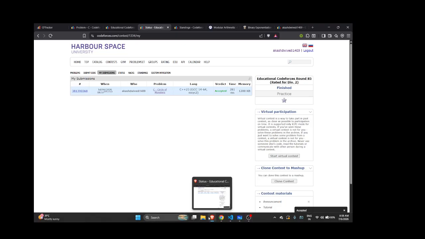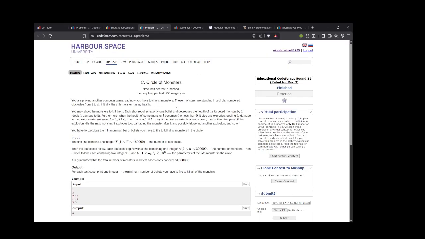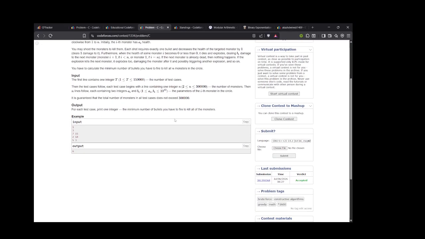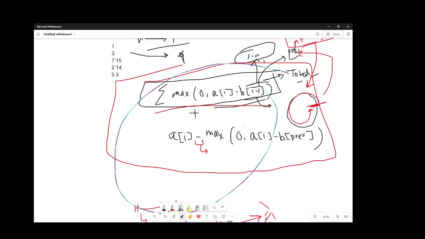It is a pretty simple problem. The only thing that you need to decode here is when you start killing the monsters. Otherwise, it's just a greedy idea and the math that we have used here. So yeah, pretty simple problem.